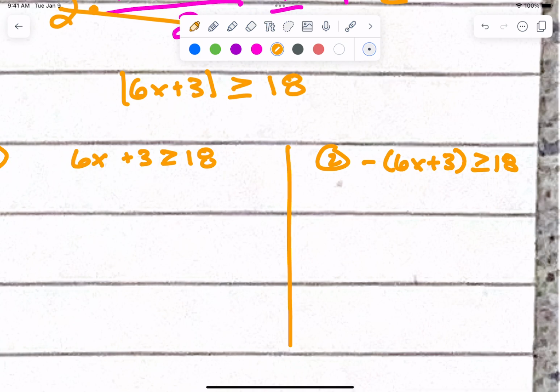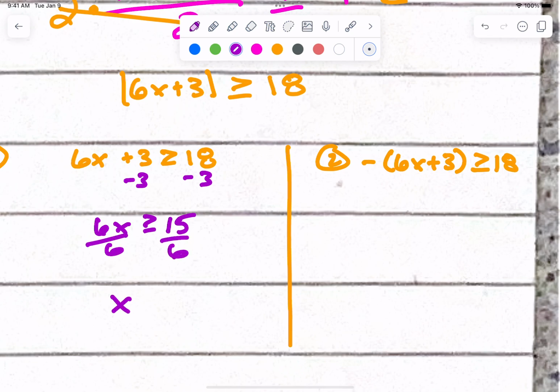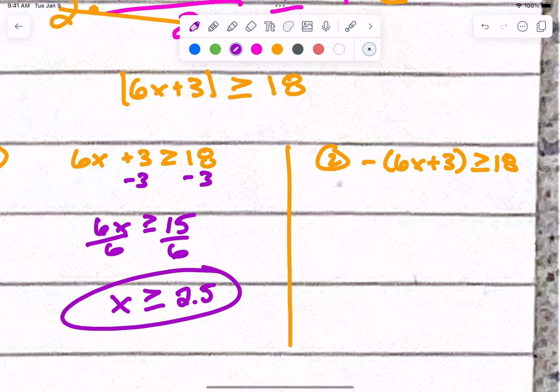All right, let's do the first case first. What would you move first on the left side? Minus the 3. 6x is greater than or equal to, what's that? 15. Divide by 6. X is going to be greater than or equal to 15 divided by 6. Just leave it in proper... 2.5. Yeah, 2.5. Okay, or you can leave it as an improper fraction. I'm fine with that.